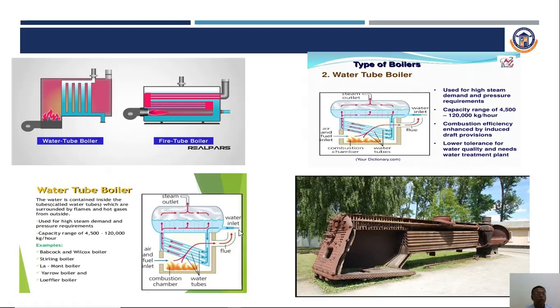So in the water tube boiler, the water content is inside the tube, which is surrounded by the flame and hot gases. It is used for steam demand and pressure requirements. Depending upon the capacity, we use the water tube boiler. These are examples of water tube boilers: Stirling boiler, Lamont boiler, Oftler boiler. These are all examples of water tube boilers.